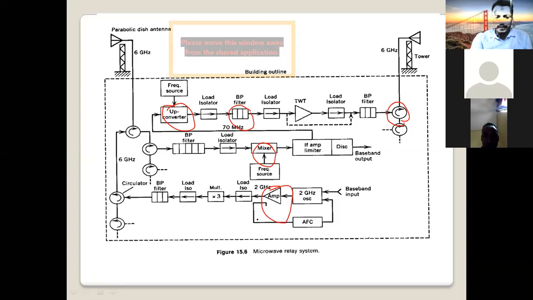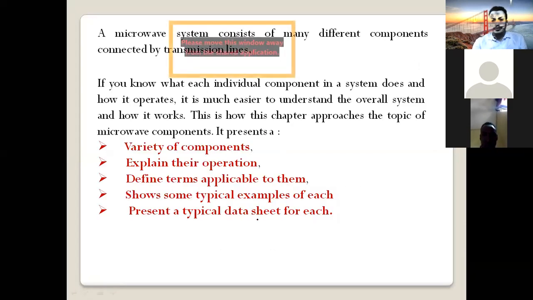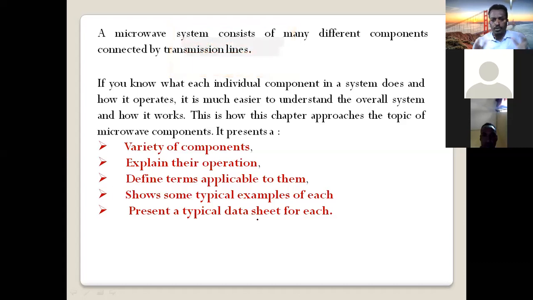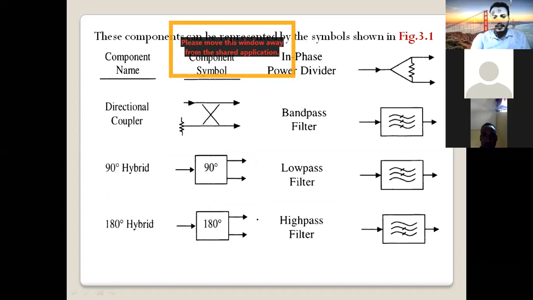So what we are going to do, we'll take these basic components one by one, active and passive components in a microwave system, like microwave filters, mixers, microwave antennas, couplers, hybrid components. All these components we are going to discuss one by one. That is our main objective of this chapter.